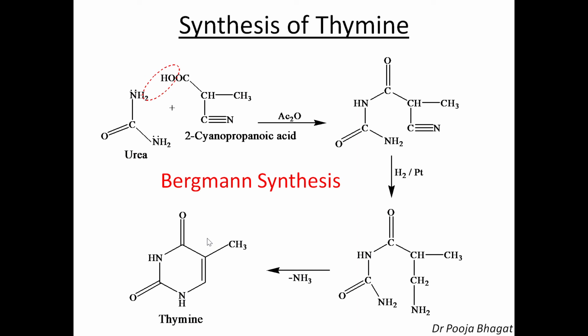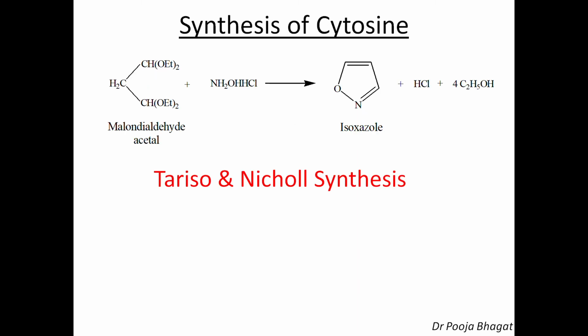Okay. So a quick recap: urea plus 2-cyanopropanoic acid, loss of a water molecule as acetic anhydride is used, which is a dehydrating agent, to give this compound, and then catalytic reduction will convert cyano into CH2NH2, and then the loss of ammonia and dehydrogenation gives thymine. So this is one of the ways by which we can synthesize thymine.